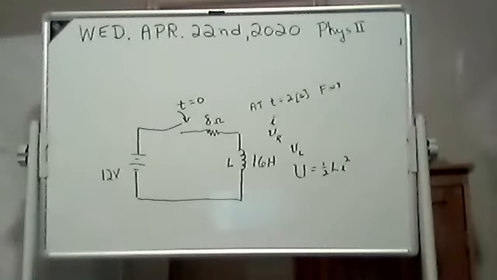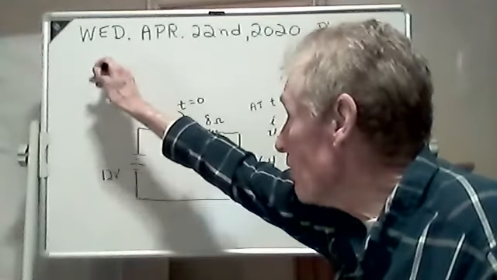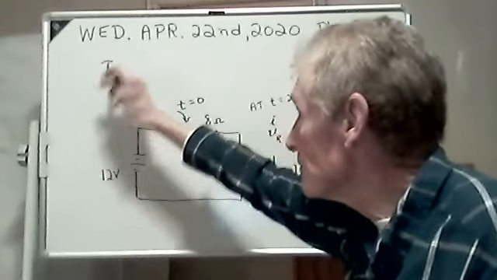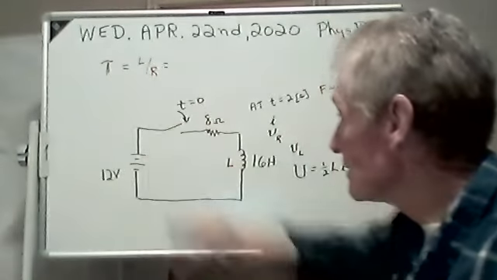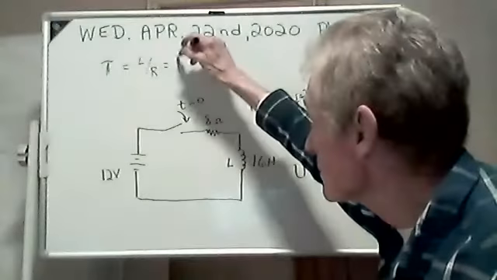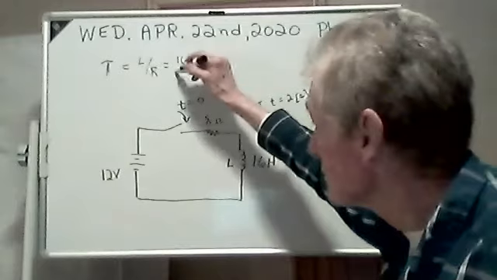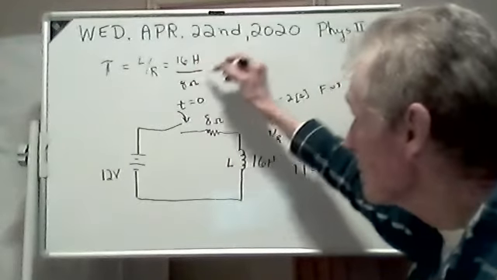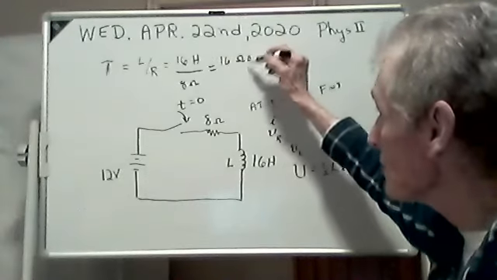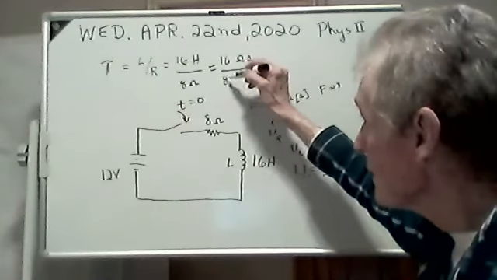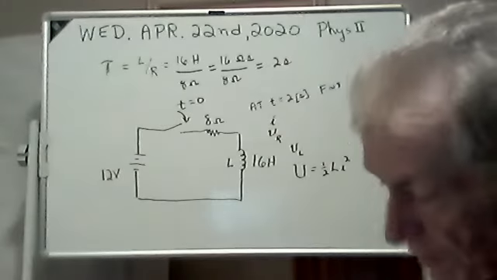Okay, now the first thing you have to do is find the time constant, tau. There you go. And it's equal to L over R. And L is 16 henries, and R is 8 ohms. And if you remember, a henry is an ohm times a second. And if you divide by 8 ohms, guess what you get? You'll get 2 seconds. So the time constant is 2 seconds.